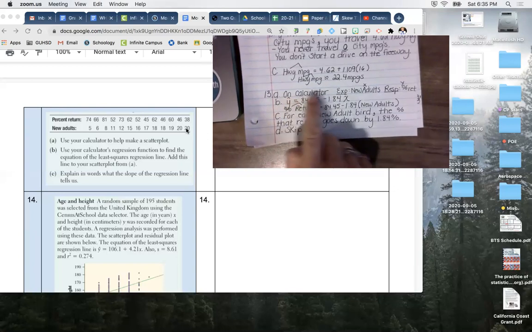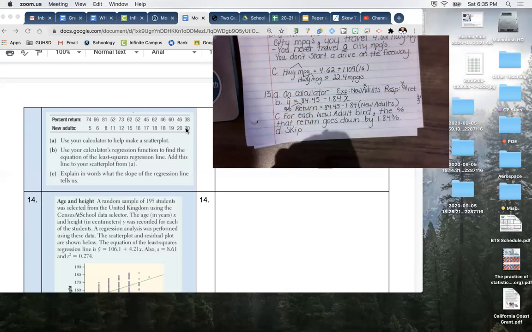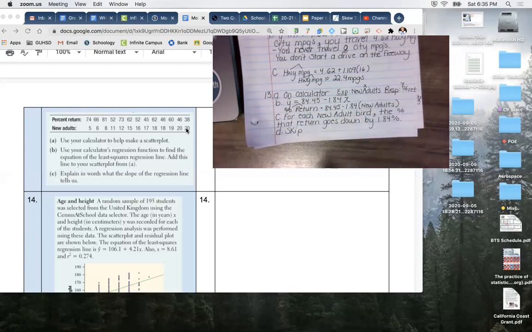A says do this on the calculator. I did it, so you don't have to actually draw that. But now we're going to write down the line. So I have the percent of returns is equal to 84.45 minus my slope, my 1.84, times the number of adult birds. In C, it says explain in words the slope of the regression line and what it tells us.